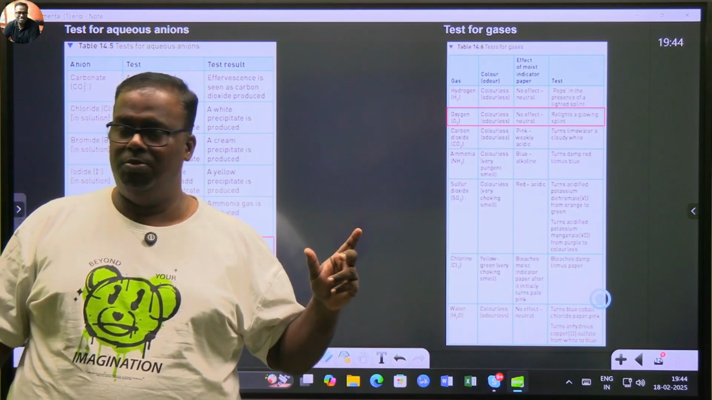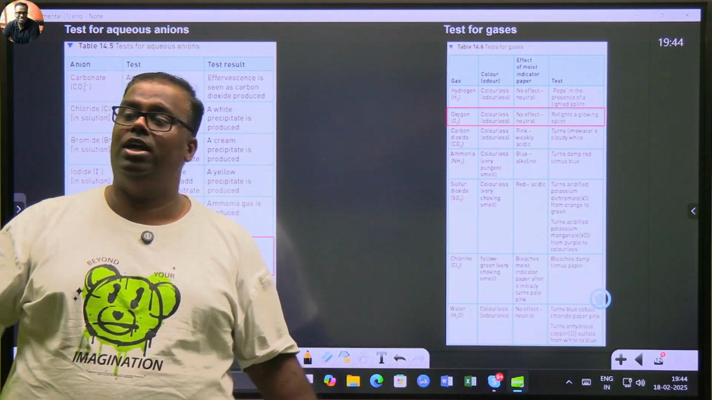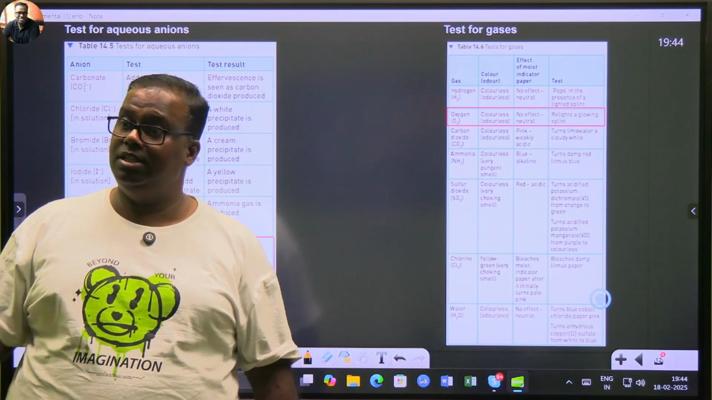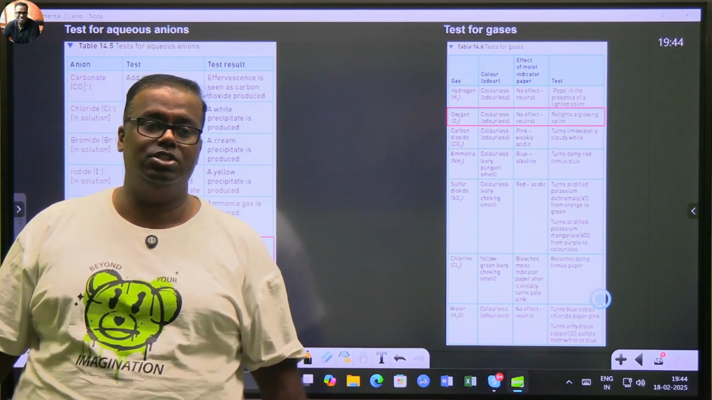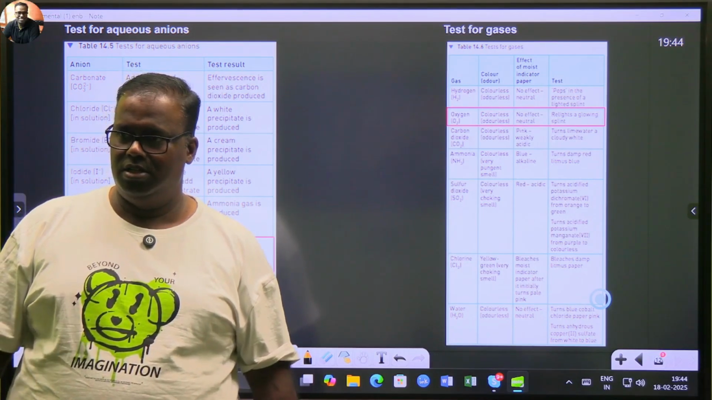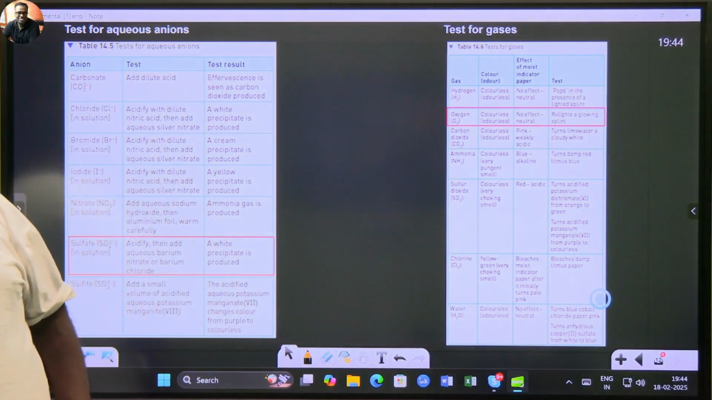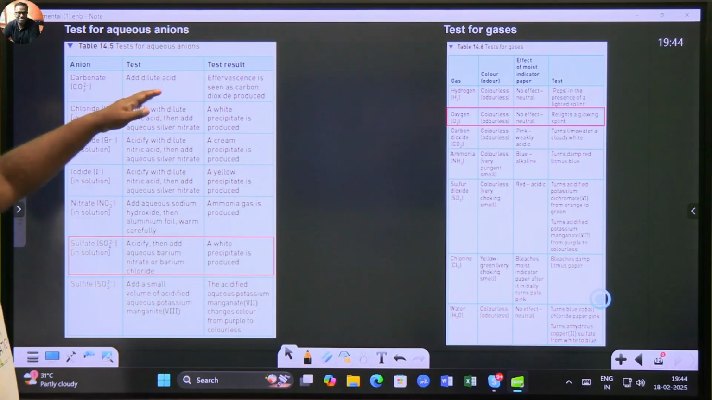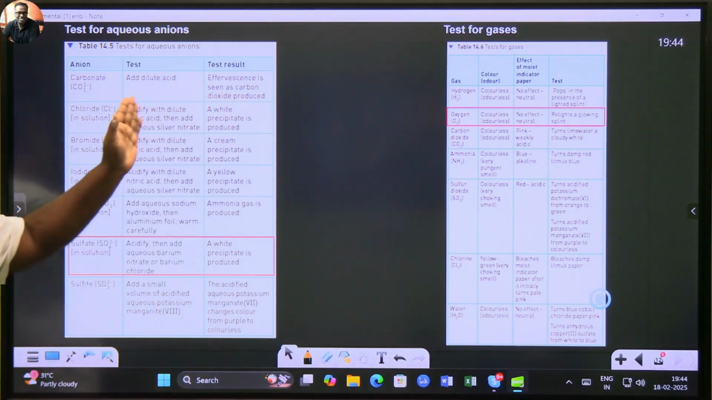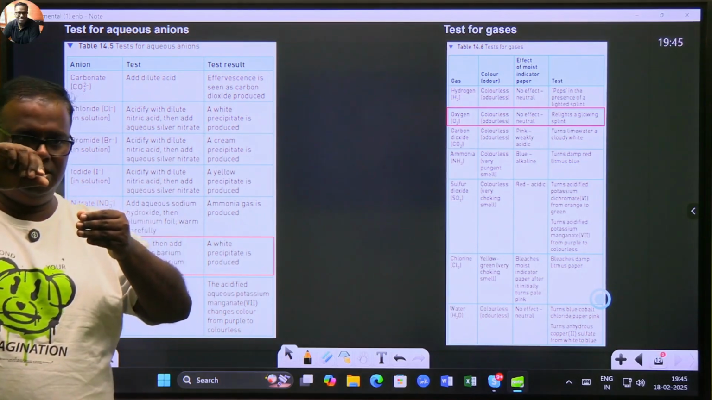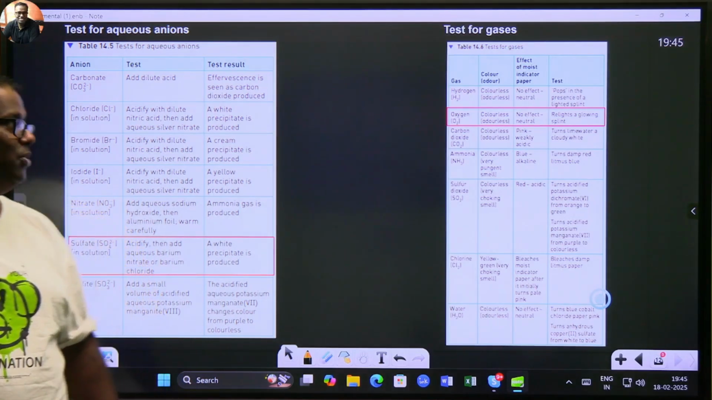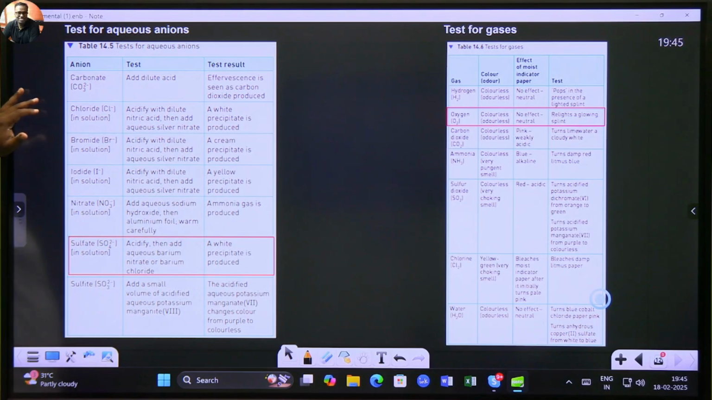And you get calcium carbonate, which is the white flakes. And if you add too much carbon dioxide, then that calcium carbonate can be dissolved. Calcium hydrogen carbonate, yeah, that's why it dissolves. Very good, it's calcium hydrogen carbonate. Now, carbonate: add dilute acid, effervescence is seen as carbon dioxide is produced. Effervescence means once you add acid, then effervescence will be seen. That's carbon dioxide. Okay, chloride: acidify with dilute nitric acid and then add aqueous silver nitrate.